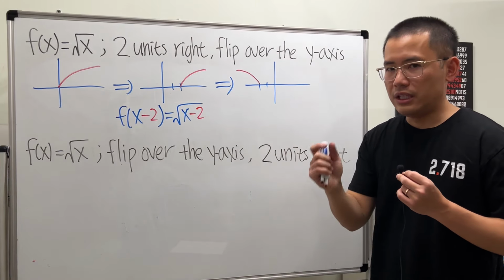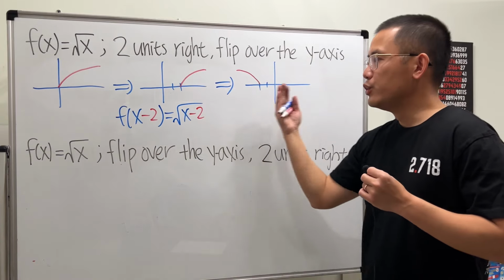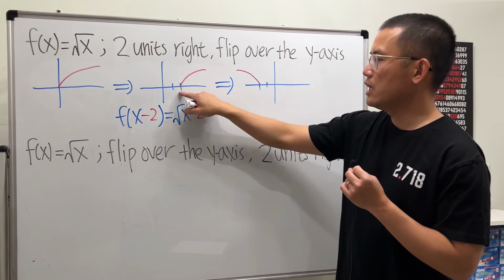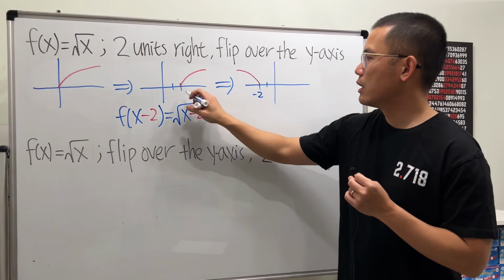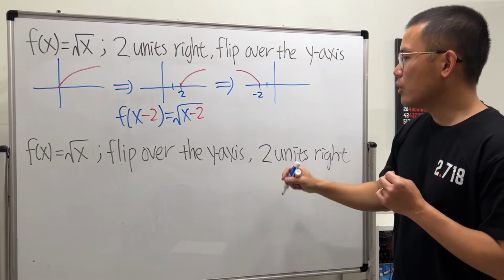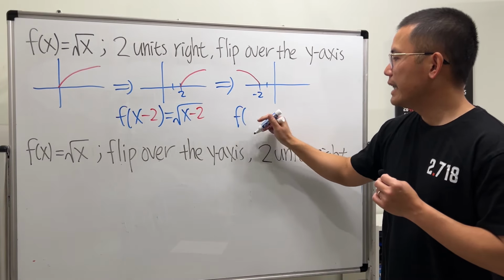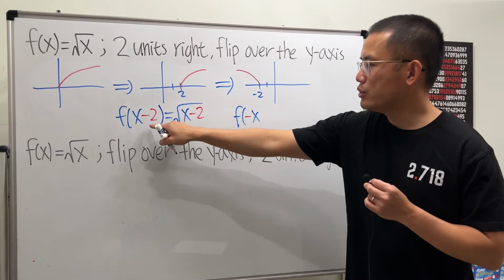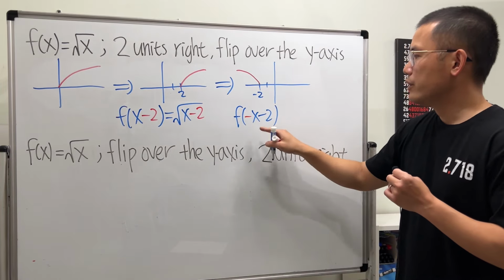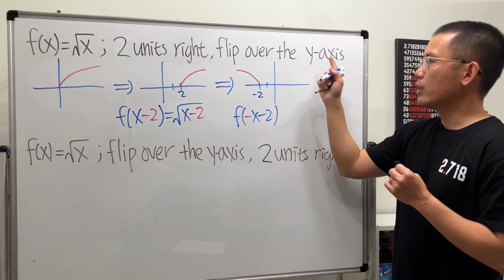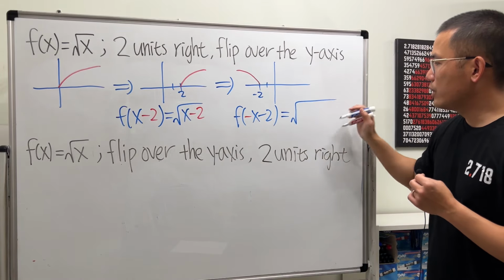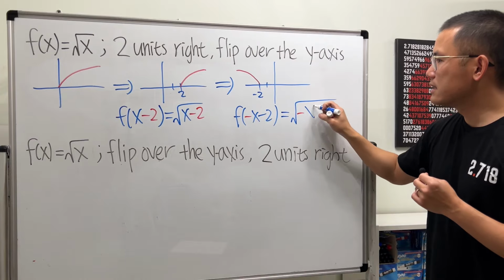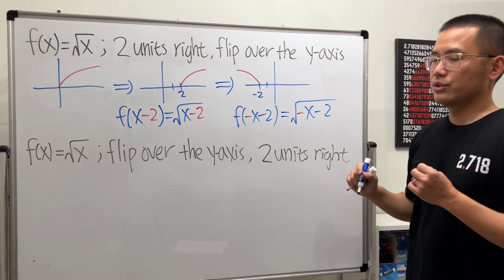Here, you just have to negate the x. You negate the x value. Just like this. Earlier it was 2. Right now it's -2. You want to negate the x. So, you will have f of -x. And then you still have the -2. No parentheses needed. It's just like that when you want to flip over the y-axis. So this becomes the square root of -x and then still the -2.